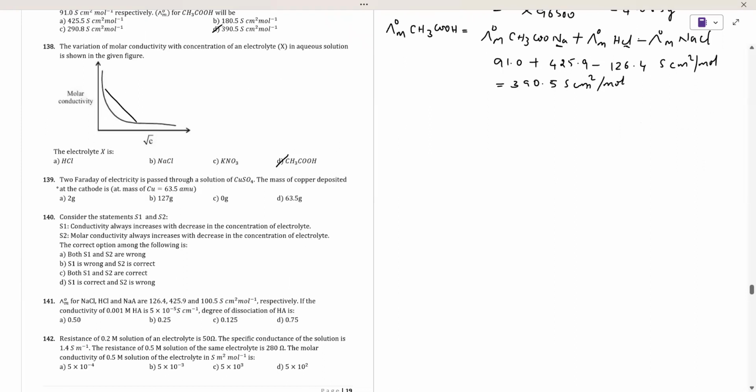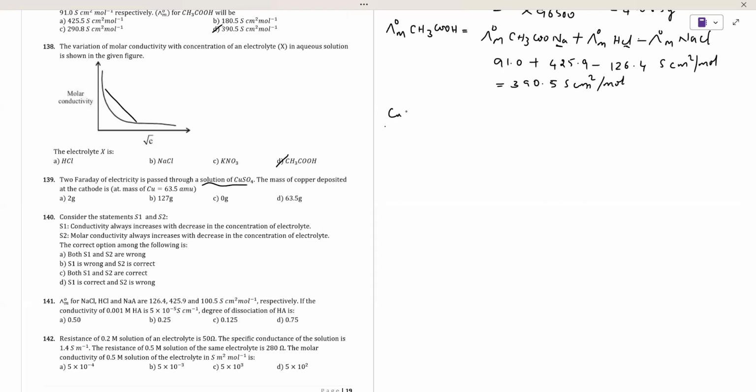Now coming to the 139th question. 2 Faraday of electricity is passed through a solution of copper sulfate. What is the mass of copper deposited at the cathode? They are giving the atomic mass of copper as 63.5 AMU. So first of all, let us take up this copper sulfate solution. So what is copper sulfate solution?